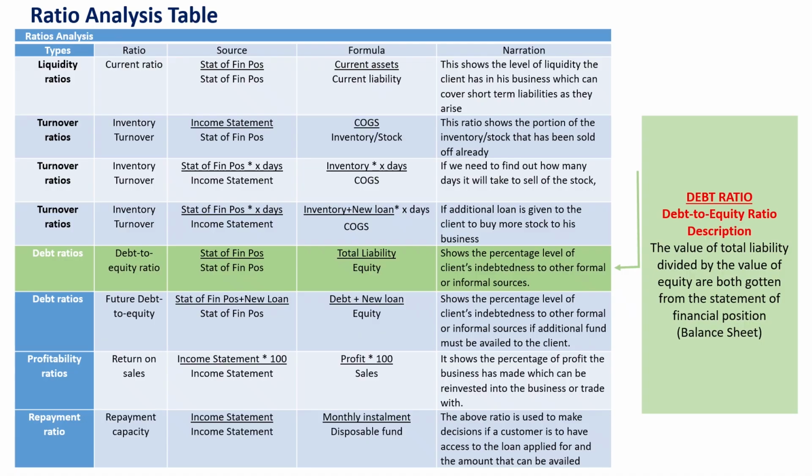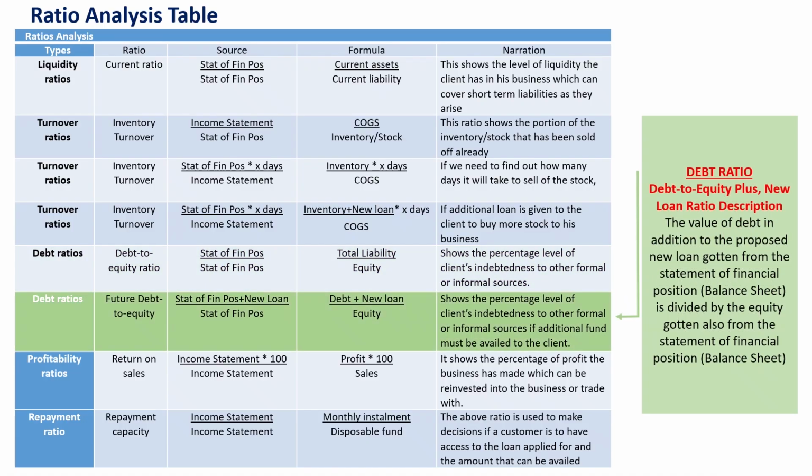The debt ratio still has an arm where we determine an additional debt added to the current loan position. This is known as the future debt to equity ratio. This is the value of debt in addition to the proposed new loan gotten from the balance sheet, divided by equity, gotten also from the balance sheet.